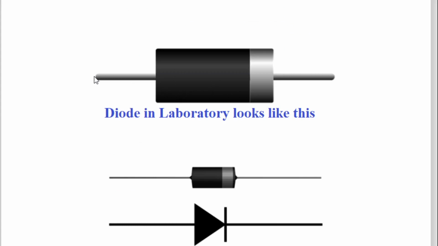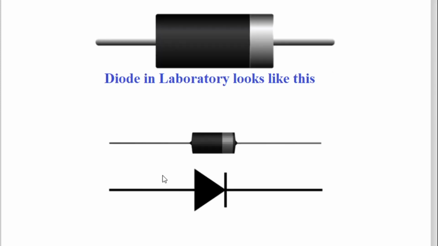So there is one terminal anode, another terminal cathode. There is a silver ring. The silver ring represents the cathode terminal, and here there is no ring, it is a black portion maximum. This is the anode terminal, and it is a small version, and this is again the symbol of a p-n junction diode.